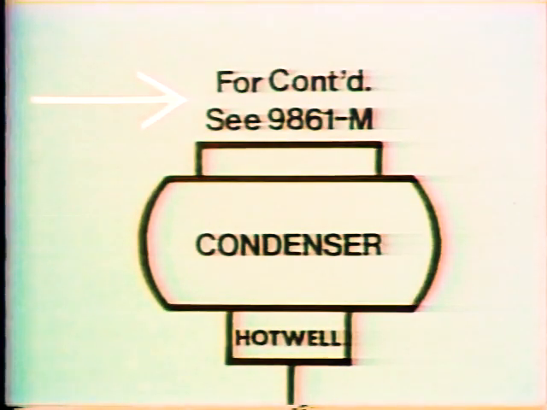Here, for example, is where the turbine connects to the condenser. Since the turbine is not part of the condensate system, there's a note or tag that tells you the P&ID to look at if you need to see how the turbine and condenser are connected. In this case, the tag says, "for continuation, see 9861-M." This means that for a continuation of this system, you need to consult P&ID number 9861-M. The actual words may vary, so you'll need to become familiar with the system used in your plant.